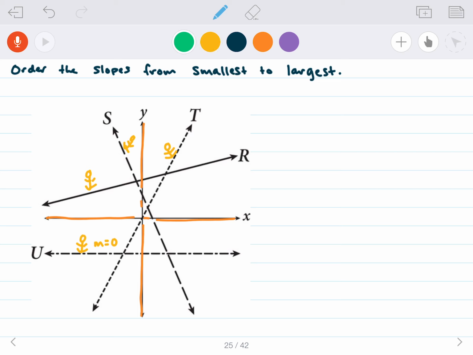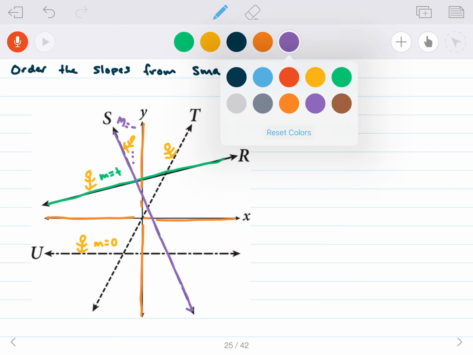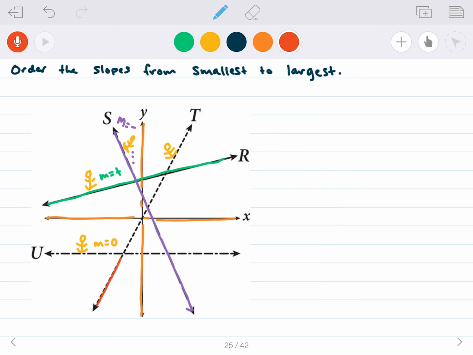Now, what about this guy up here? Is he walking up or down a mountain? Because he's going from left to right. Remember, he's going this way, in that direction. So he's going up a mountain, so that's a positive slope. This guy right here on line S is going down a mountain when he walks from left to right, so M is negative. And then finally, this guy right here is walking up a mountain going from left to right, so he has a positive slope.